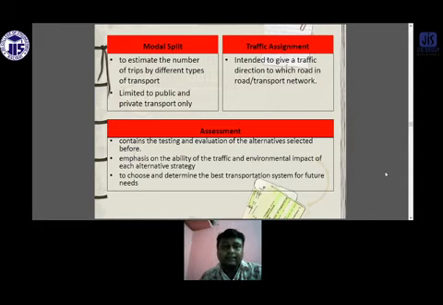Finally we do the assessment. Assessment is the final part. It contains the testing and evaluation of the alternatives selected, with emphasis on the ability of the traffic and the environmental impact of each alternative strategy, and to choose and determine the best transportation system for future need.